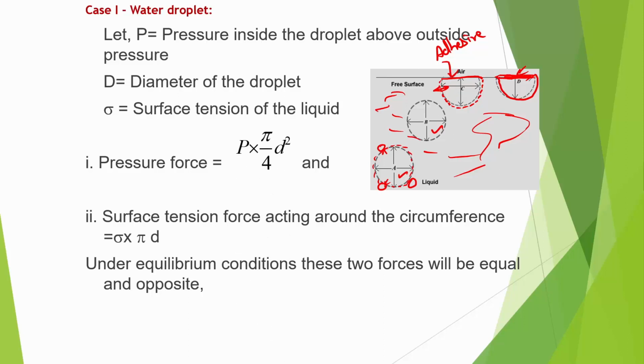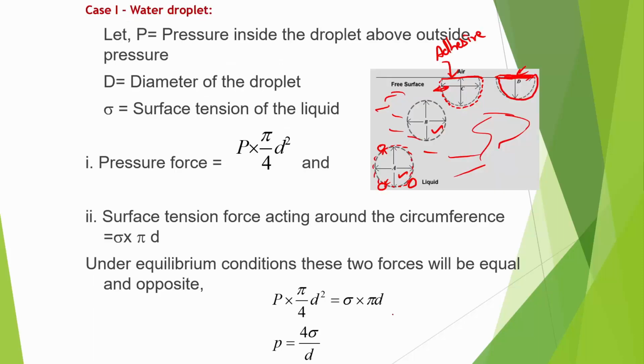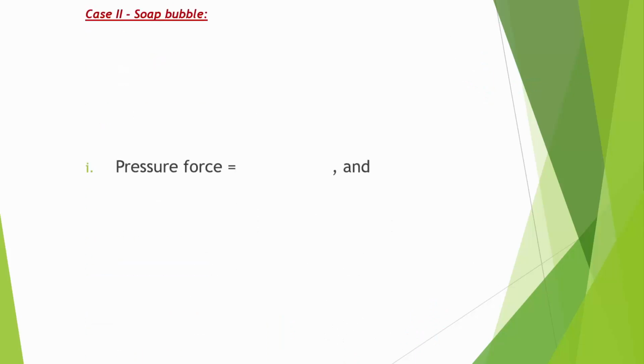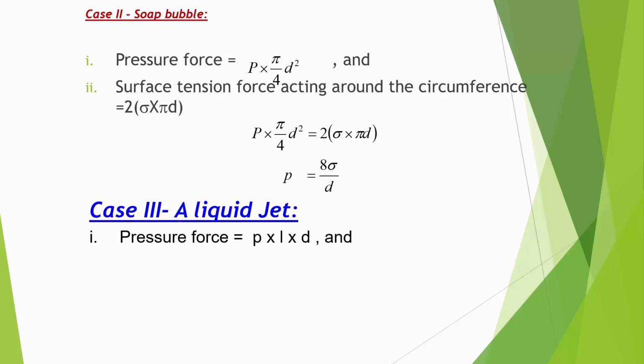And the formula for a liquid jet is given by 2 sigma by D. For a soap bubble, it is 8 sigma by D. And for a water droplet, it is 4 sigma by D, for which the derivation has been completed. This one is for a water droplet, where you have water throughout. This is for a soap bubble, where you have surface tension both inside and outside, because inside you have air, an empty space, then a thin layer of liquid, and then outside also you have air, so you experience surface tension on both sides.